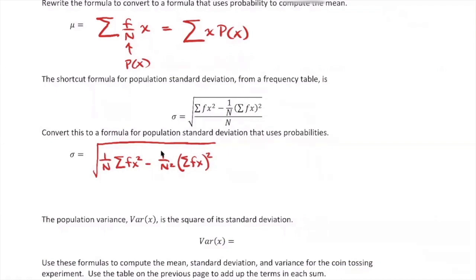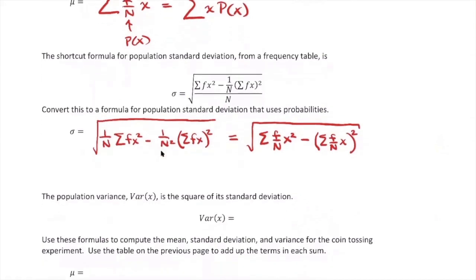And you could rewrite this way. The sum, instead of having 1 over n, you can multiply that through with the distributive property and do f over n times x squared minus, watch what I do here, that n is being squared and the sum is being squared, so I can put it inside this way. I can do the sum of f over n x, and that quantity squared, like that. And then remembering that f over n is just p of x.